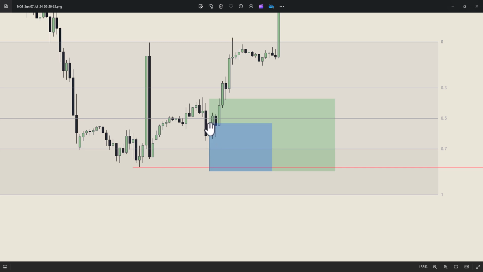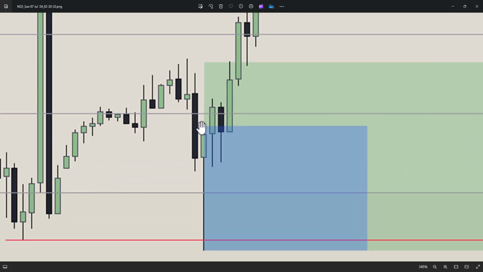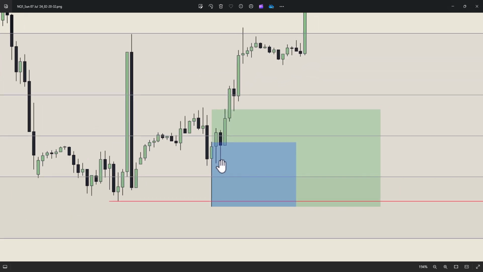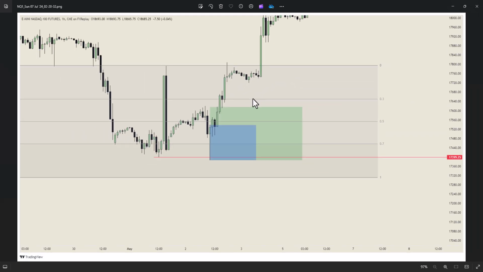So what you want to do is wait for the CSS confirmation to happen here. We do have that here with this candle, right? This candle closed above this and it returned back to the range. So now you could have entered and participated in this whole bullish move to the upside. But don't settle for this.